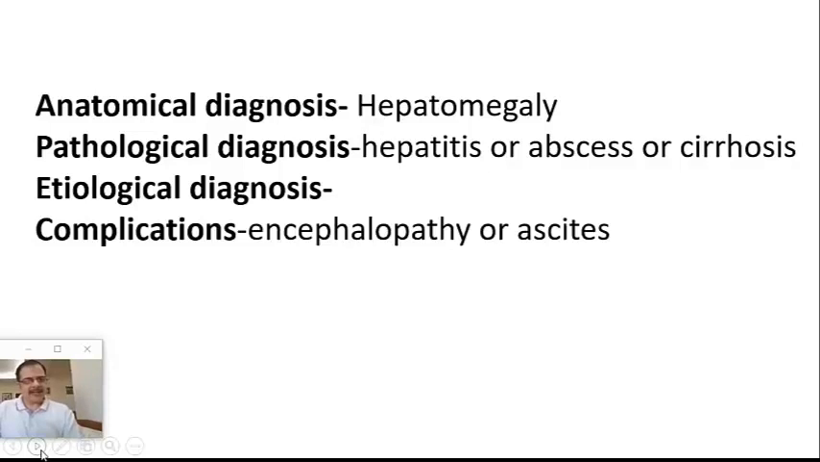And then the fourth, we will tell the examiner the complications, whether that hepatomegaly is causing liver failure leading to encephalopathy or any ascites. So this should be the sequence of giving the diagnosis to the examiner. Do not start with the etiological diagnosis. So start with anatomical, pathological, etiological, and the complication.